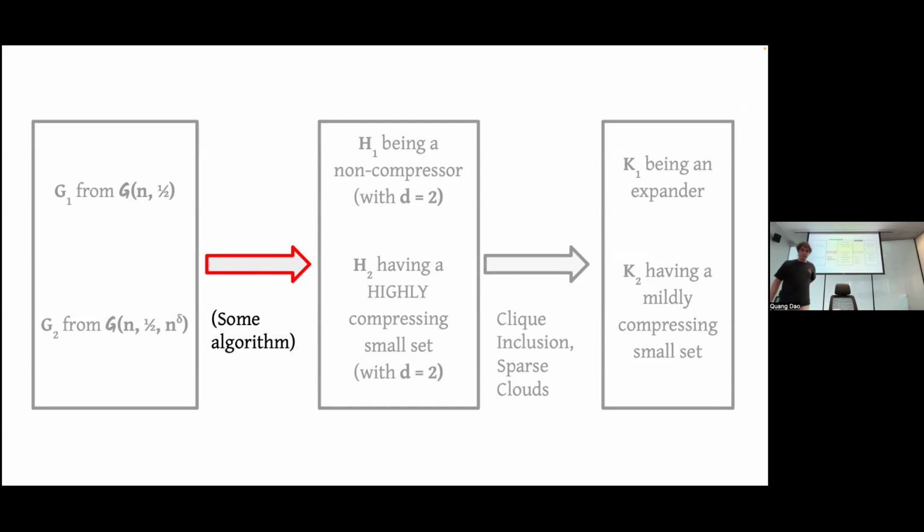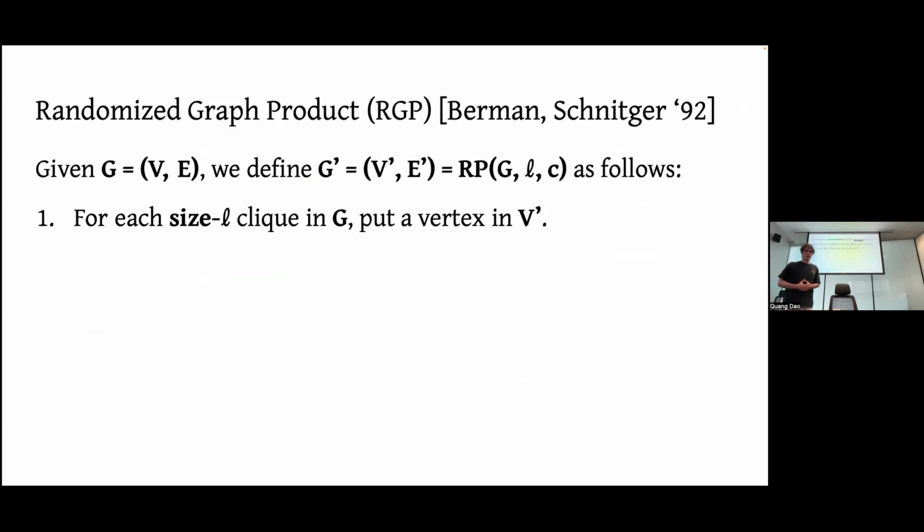Now the only remaining step is to discuss how we go from planted clique conjecture to these trapdoor non-compressors. And for this, we turn to a famous algorithm called the randomized graph product, which was first discussed by Berman and Schnitger in 1992. It consists of a few steps. So given a graph as input, we will define a new graph, G prime, on a new vertex set and a new edge set via the following algorithm. The first step is that for each size L clique in the original graph, we now have a vertex in the new graph.